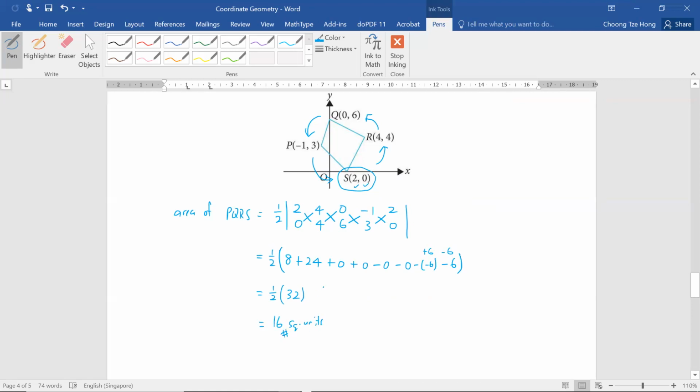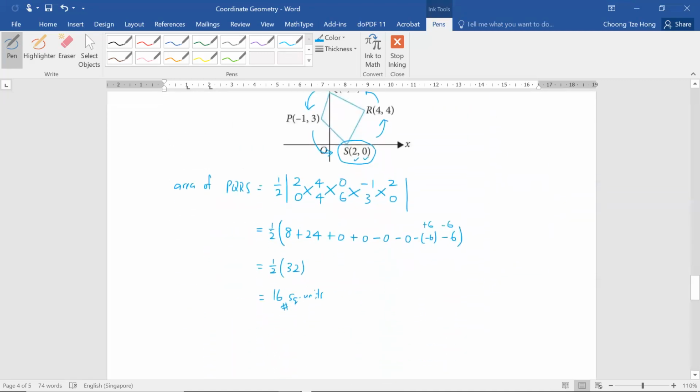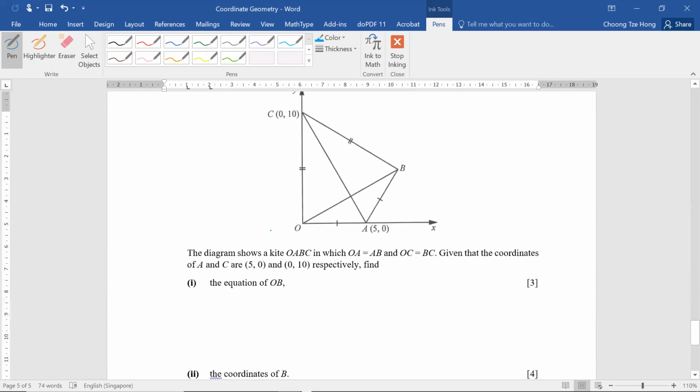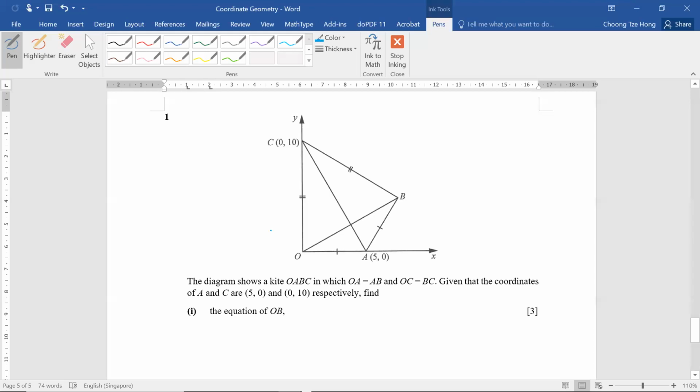So you can apply this to find the area of a polygon. Let's move on to this O-level question. O-level questions related to coordinate geometry are usually the more challenging type of questions as compared to other topics. But if you analyze the question properly, you should be able to do it.